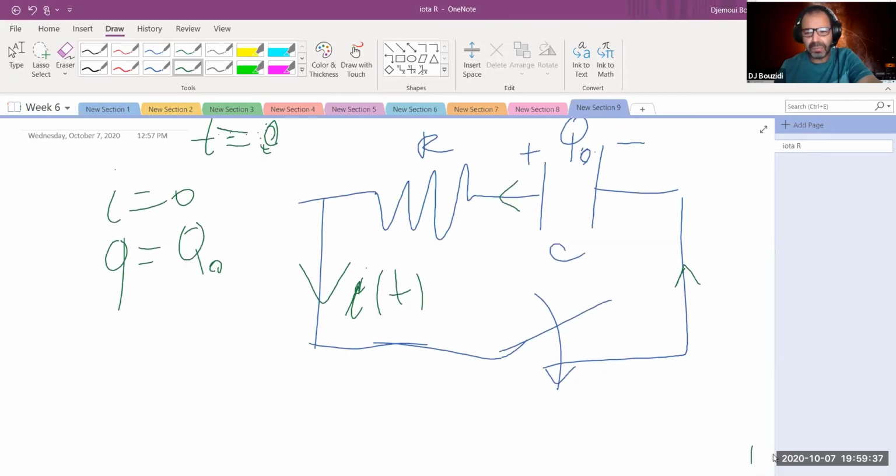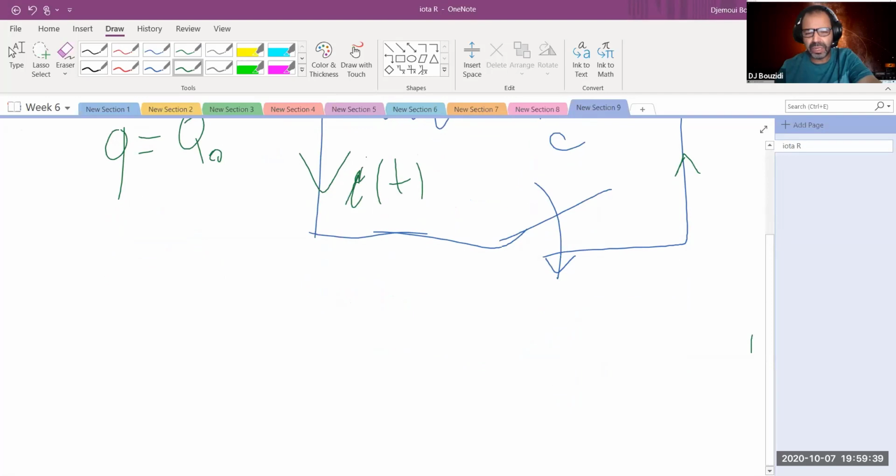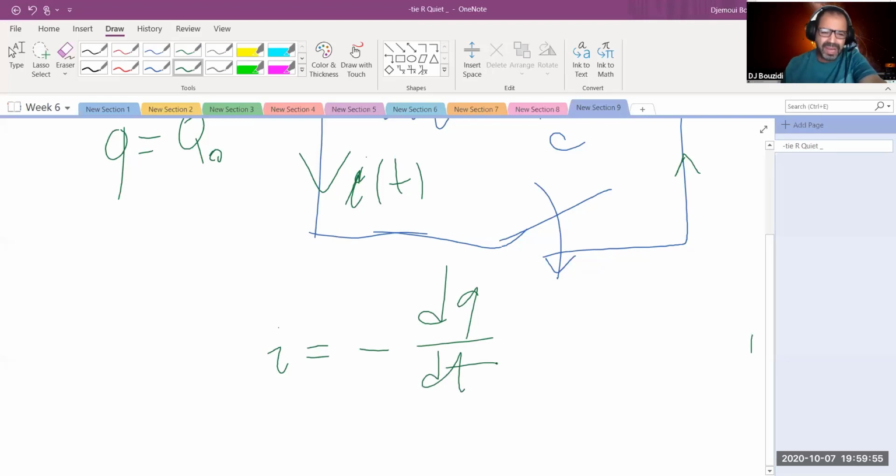So the relationship between the current and the capacitor and the charge now is kind of different a little bit. We know that the current is usually the rate at which charge changes. But in this case, I'm going to take a minus, and let me tell you why the minus is needed in this case. The minus is needed because this current is not building up charges in a capacitor, but it's actually the rate at which the capacitor is being discharged.